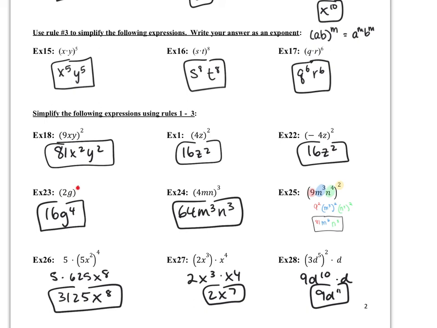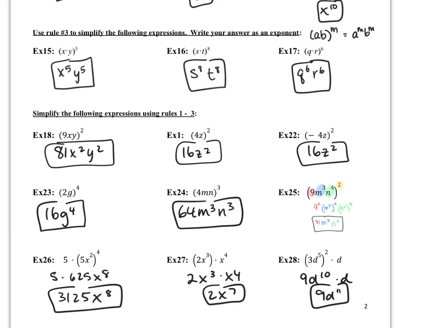2 to the 4th power, 2 times 2 is 4, times 2 is 8, times 2 is 16, g to the 4th. 4 to the 3rd power, 4 times 4 times 4 is 64, m to the 3rd, n to the 3rd. On this example, I'd start by raising both items inside the parentheses to the 4th power. 5 times 5 times 5 times 5 is 625. X to the 2nd to the 4th, power to a power I can multiply to get x to the 8th. Then I also need to multiply 5 times 625 to get 3,125 x to the 8th.